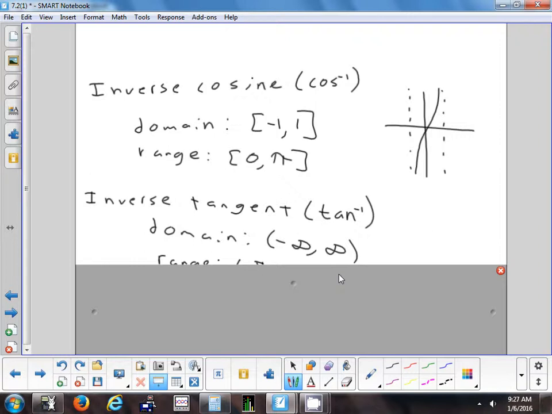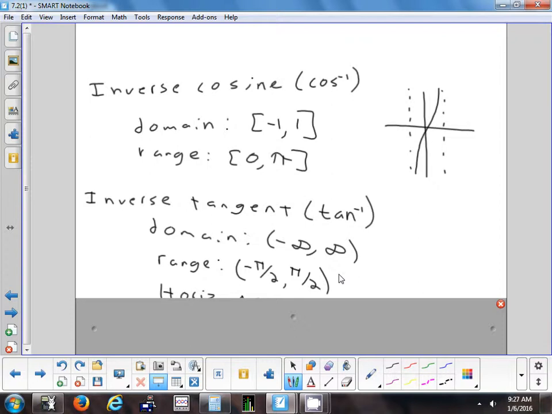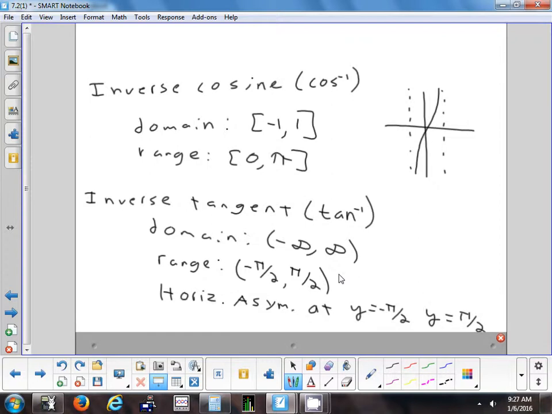Vertically, my asymptotes in the original are at -pi/2 and +pi/2. Well, now that's going to be my range. So originally the domain was -90 to 90. Now the range is -90 to 90. Let's take a look at this one.